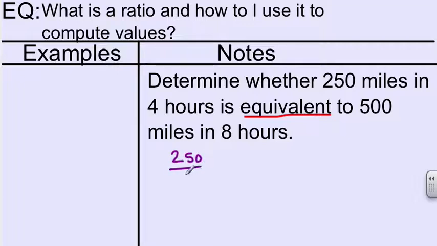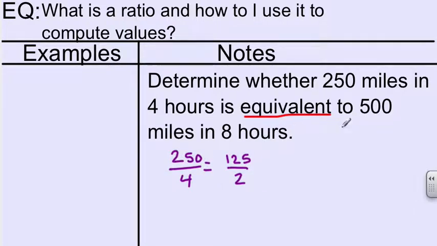So I'm going to take this very first one and write it as a fraction. 250 miles in 4 hours. I'm going to reduce that. I notice here that at least 2 goes into both, and if I divide both by 2, I will get 125 over 2. So I know that these 2 are equivalent, they're equal because I just reduced it.